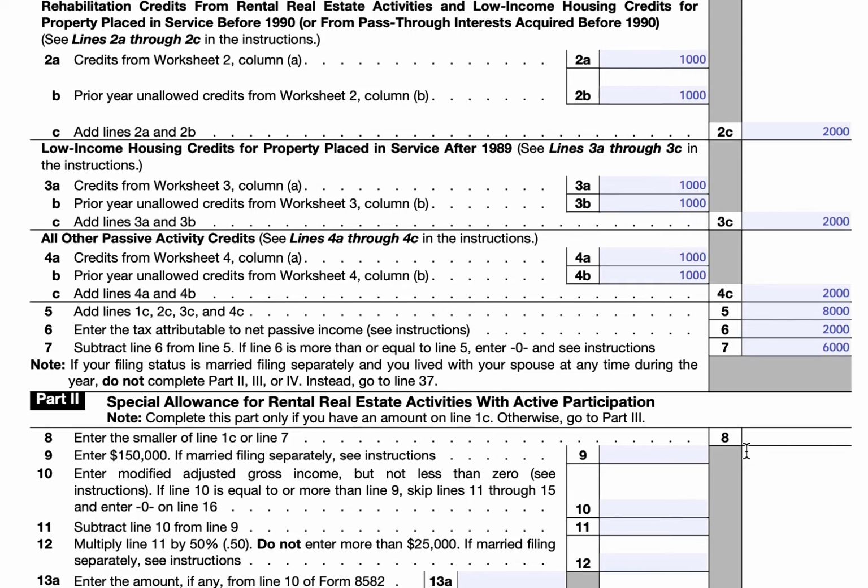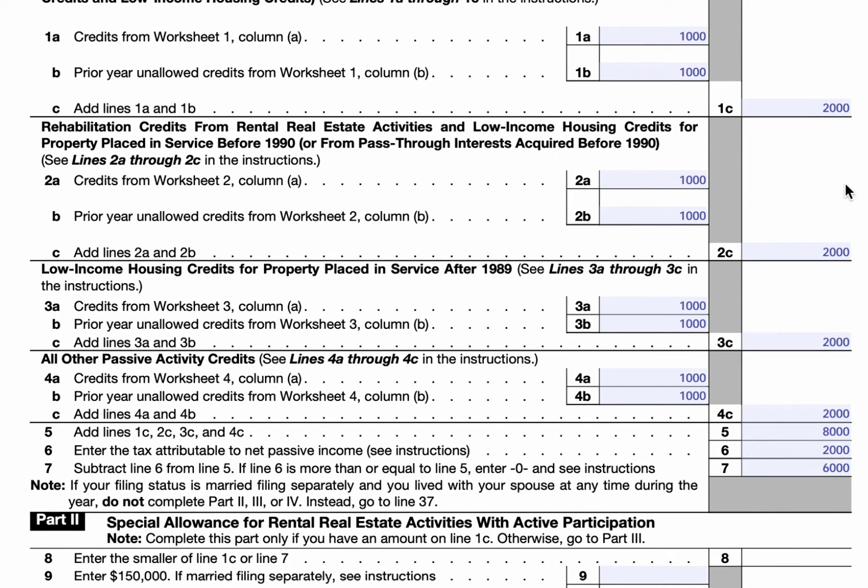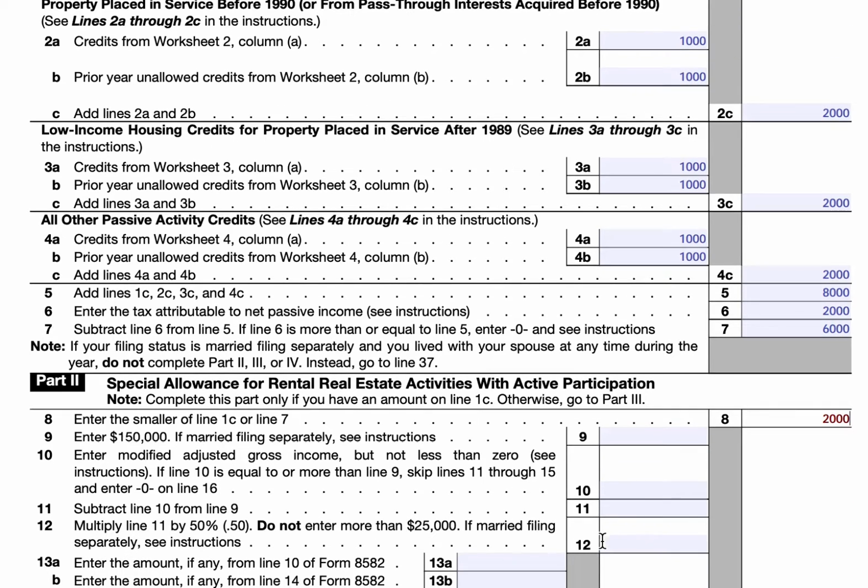So in line 8, we're going to simply enter the smaller of either line 1C or line 7, in which case this is $2,000. We'll enter $150,000 here because John Doe is our hero and he is married.